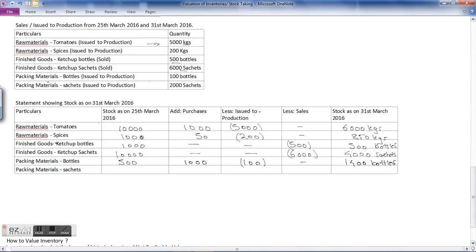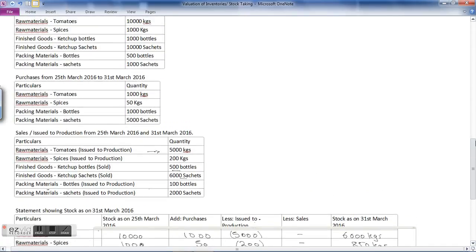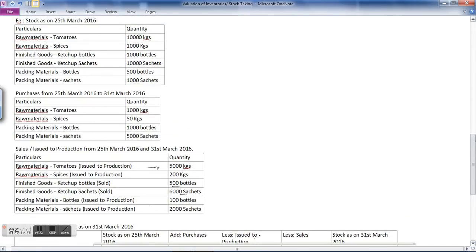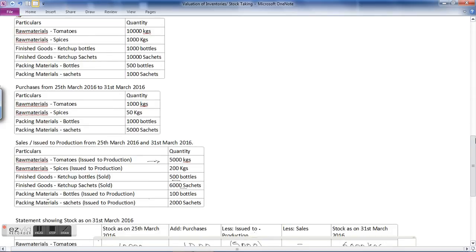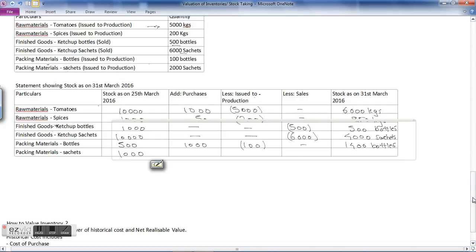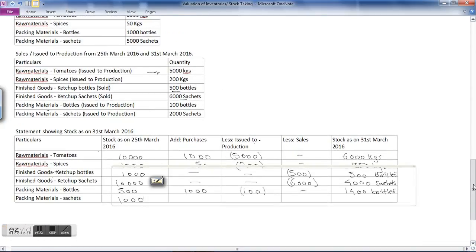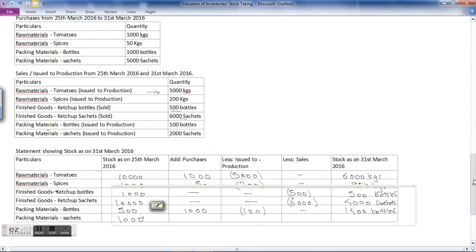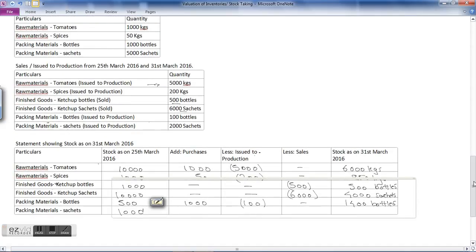Okay, now there is one more, sachets. Let's see, the opening stock as on 25th March 2016 is 1,000. So you put 1,000 here. Then how much was purchased? Purchases is 5,000 sachets, right? 5,000. So I'll put it as 5,000 here.